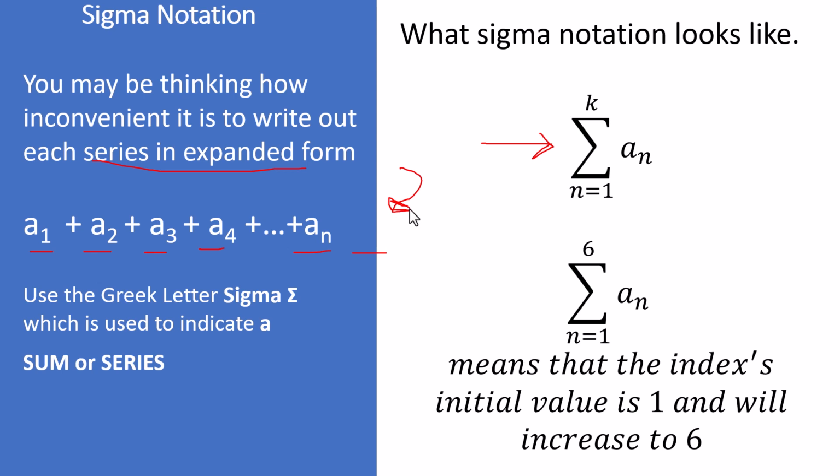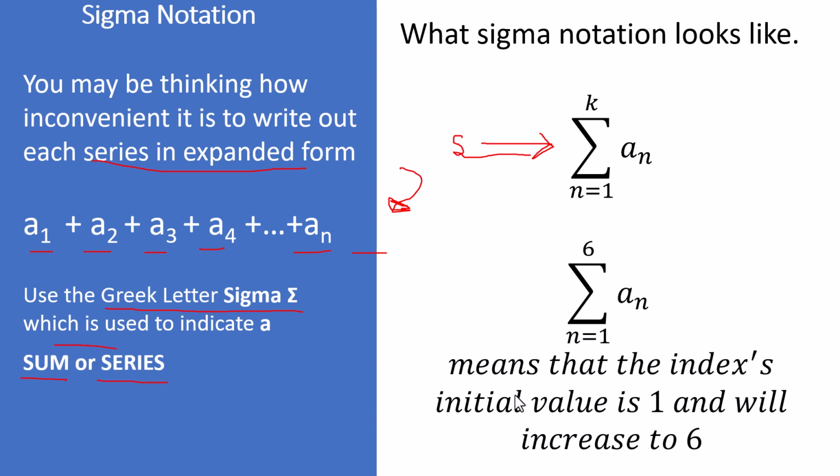Actually, we have to stop somewhere. But if we had 100 terms to write out, that would get very cumbersome. So we're using the Greek letter sigma. Sigma stands for, similar to our S, stands for summation. Okay, sum of a series.